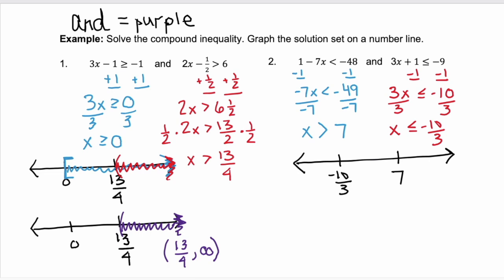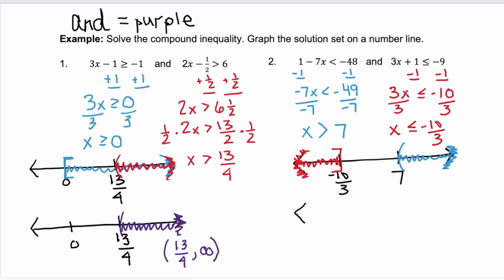So we'll start with the first inequality, the blue inequality, and we know that x is greater than 7. So that's everything to the right of 7, and it doesn't include 7, so it is a parenthesis at 7. And then our red inequality is everything to the left of negative 10 thirds, because it's less than. And since it's a weak inequality, less than or equal to, we have a bracket.